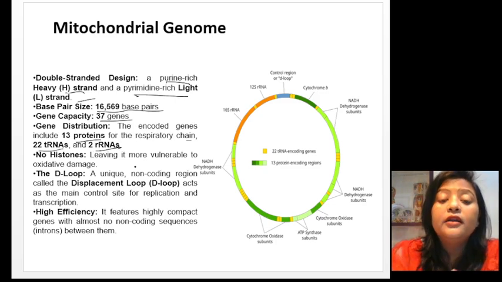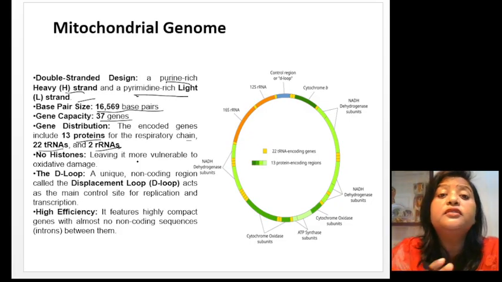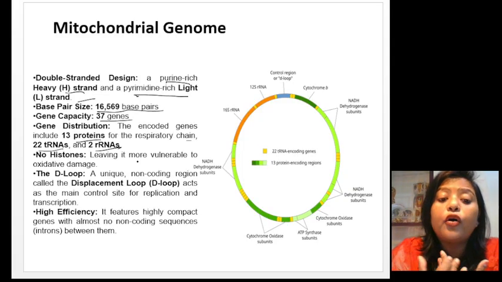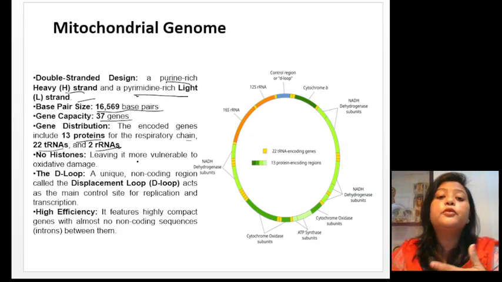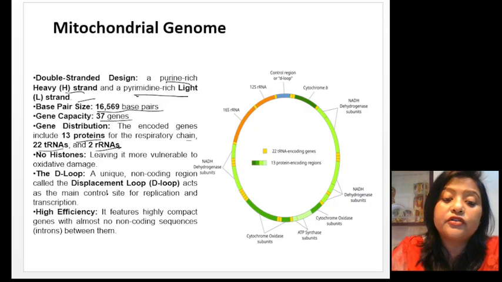Also, the mitochondrial genome does not have any histones. Since they do not have any histones, they are more vulnerable to oxidative damage. When they have histones, they can protect themselves, but since they do not have histones, they're vulnerable to oxidative damage.